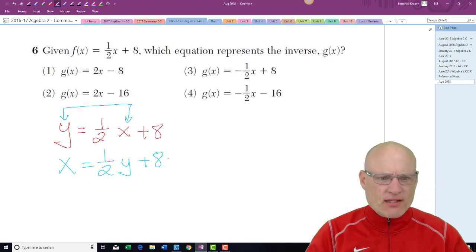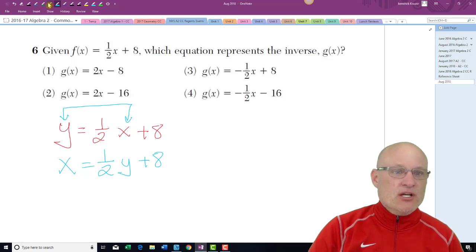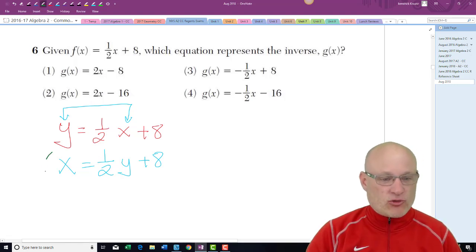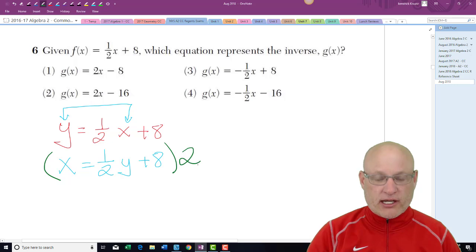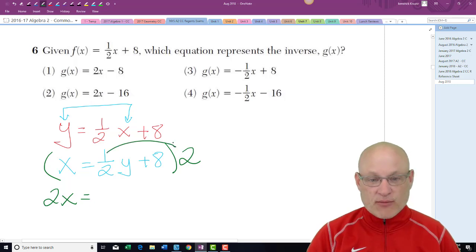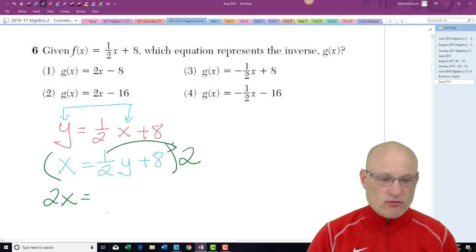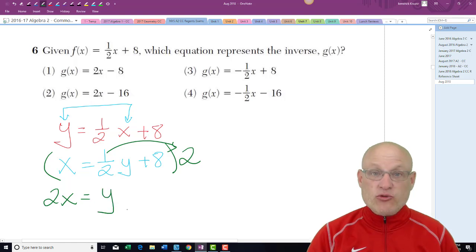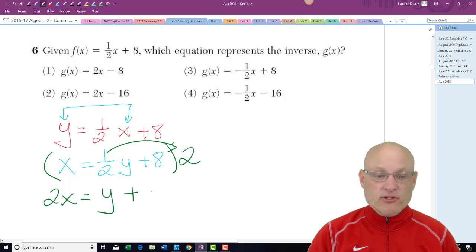Oh, that's good. And it's like 90 degrees up here. Now, this fraction drives me crazy. So what I'm going to do is take this whole thing and multiply it by 2. So that gives me 2x equals. Now, 1/2 times 2 is just 1. Well, that's just gorgeous. That equals y plus 16.